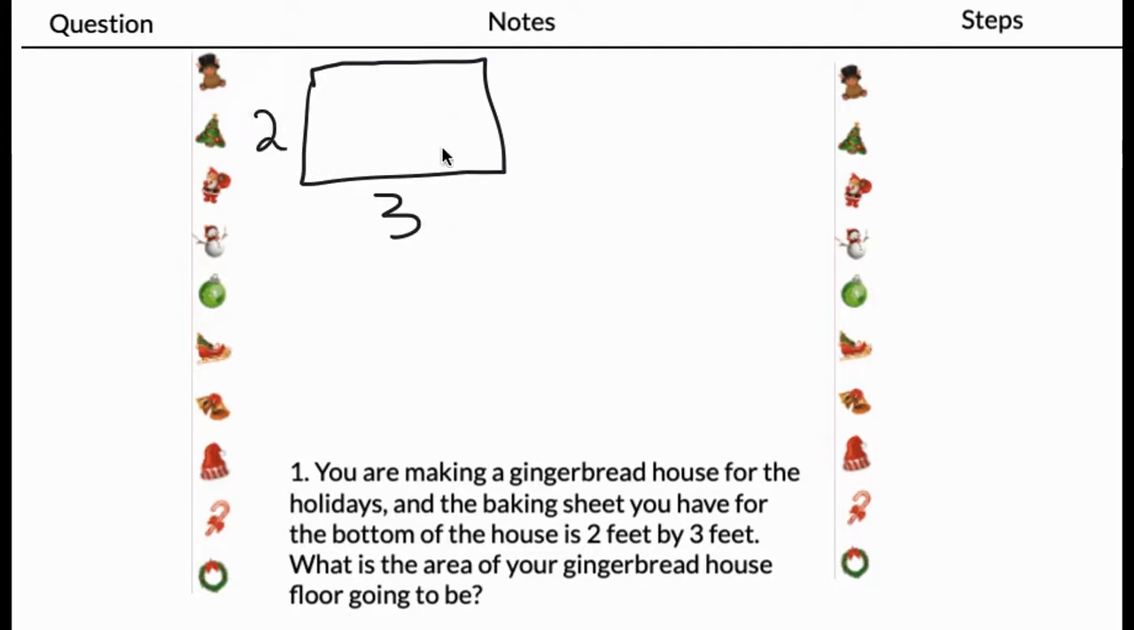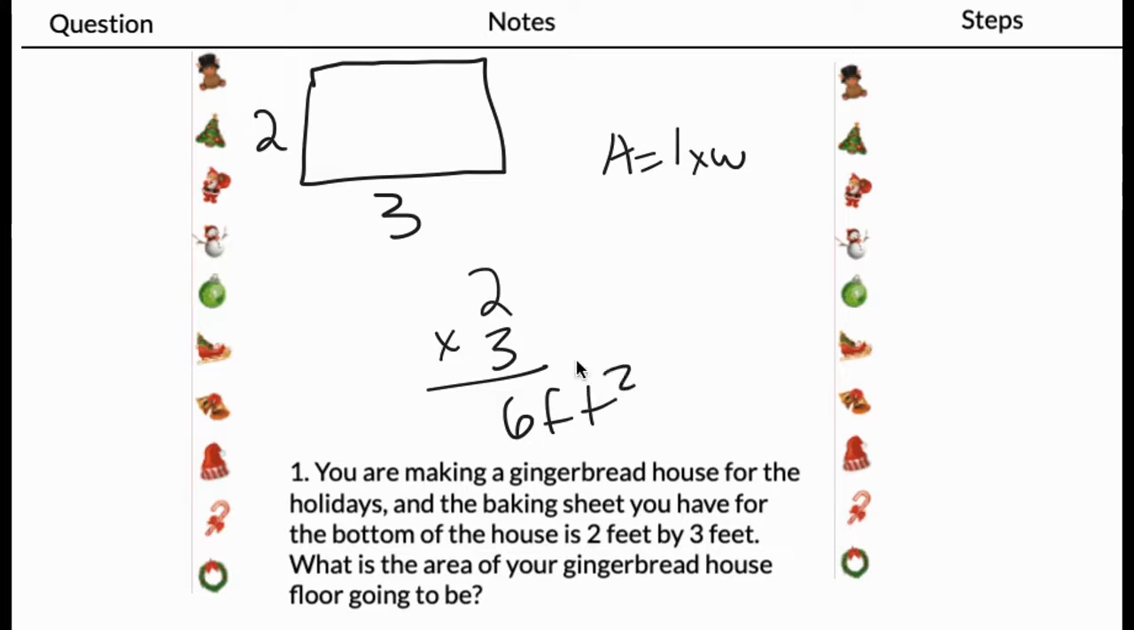I know I need to find the area of a rectangle. Area of a rectangle equals length times width. So I'm going to take 2 and multiply it by 3, which gives us an answer of 6 feet squared. So the area of the floor of our gingerbread house is going to be 6 feet squared. That's it, I'm all done with the notes section there. All I'm doing in the notes section is walking through this, doing the problem and writing it down in my notes section.